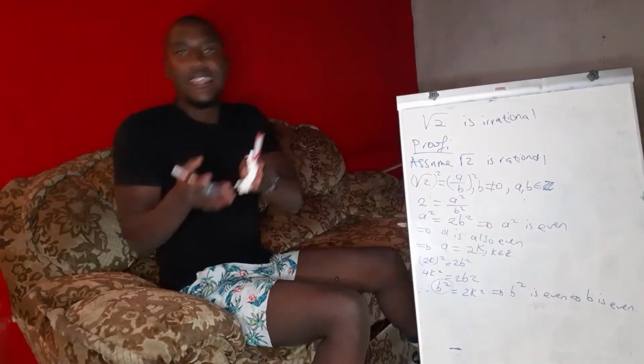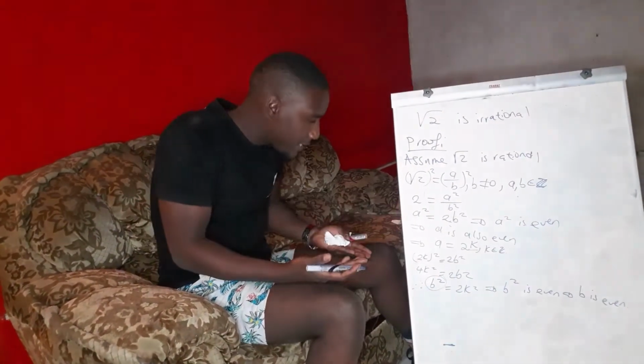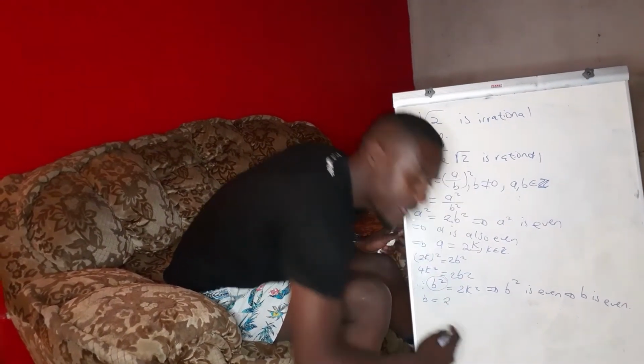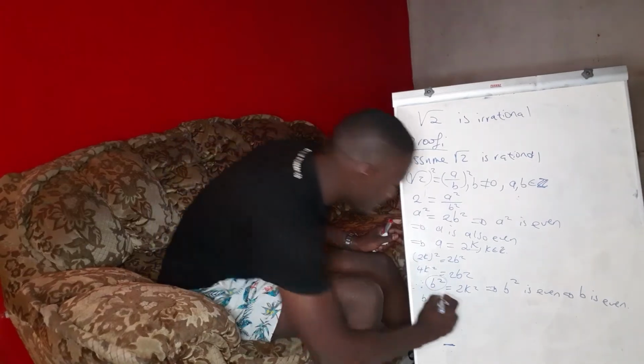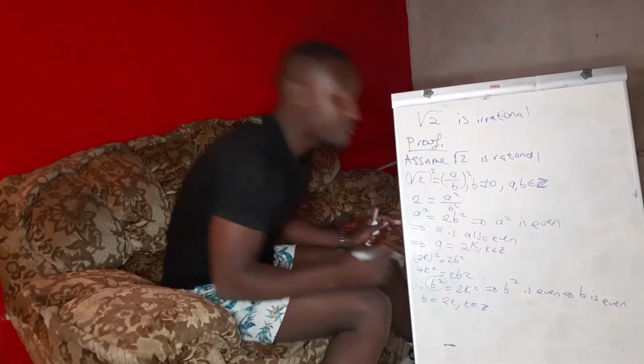Now, if B squared is even, which means B is even, then B can also be represented as 2 times T, where T is an element of integers.